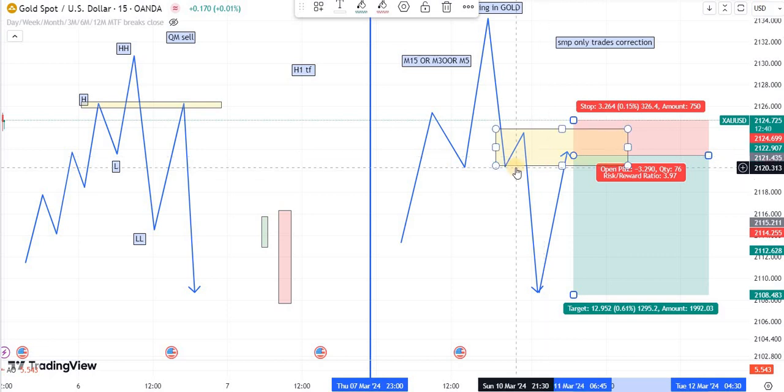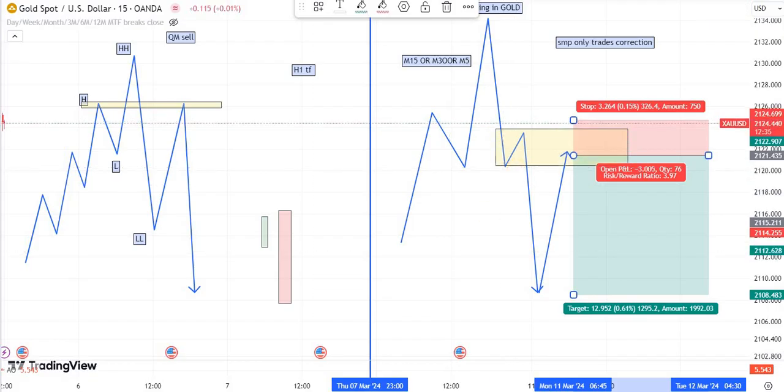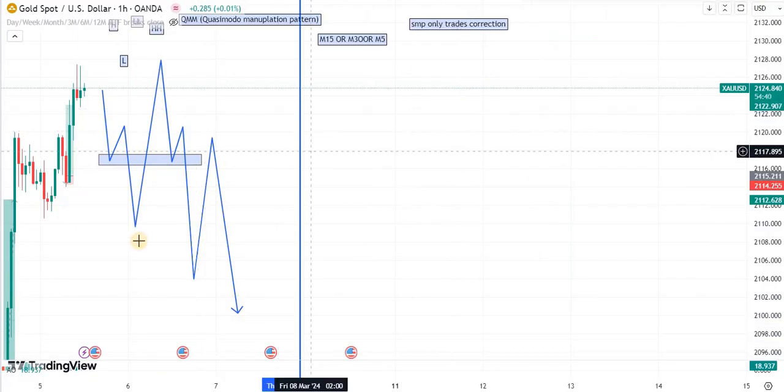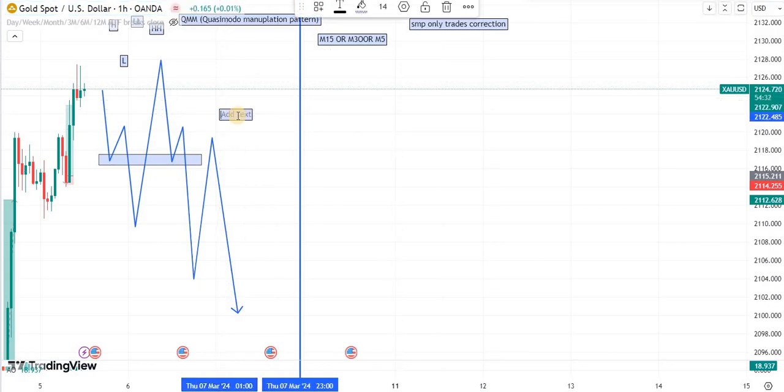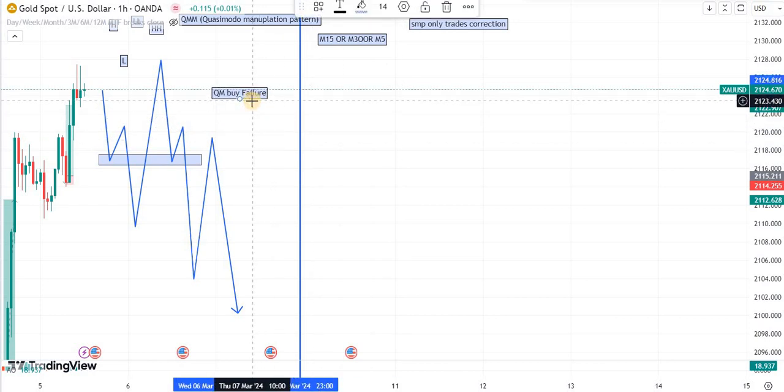Okay, so let's go and see the next pattern, that is QMM, the Quasimodo manipulation pattern. So this is our first Quasimodo pattern. This is nothing but a failure of QM buy. First of all, we learned how to actually trade QM buy, and now we are learning how to trade a failure of QM buy. You must know both things. When it fails, what it makes, then trade, or when it makes it, it reacts, trade.